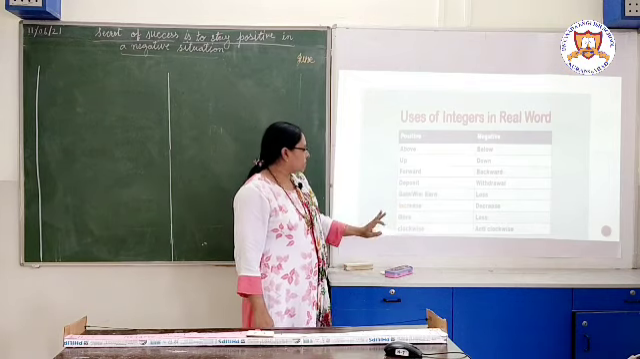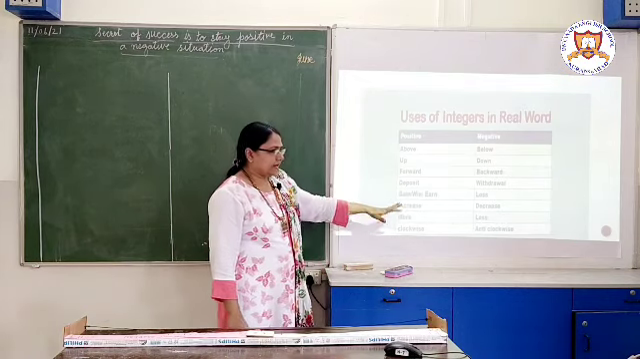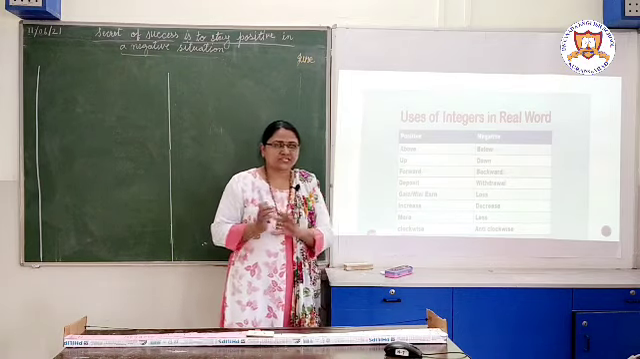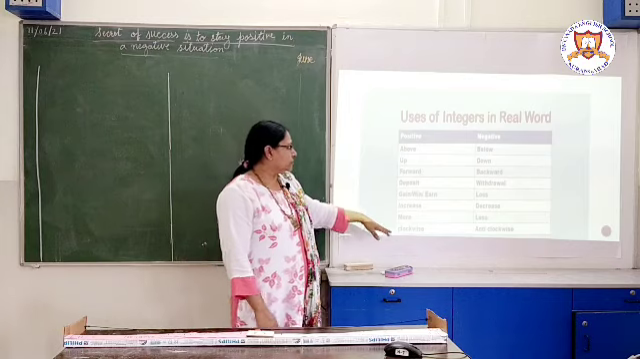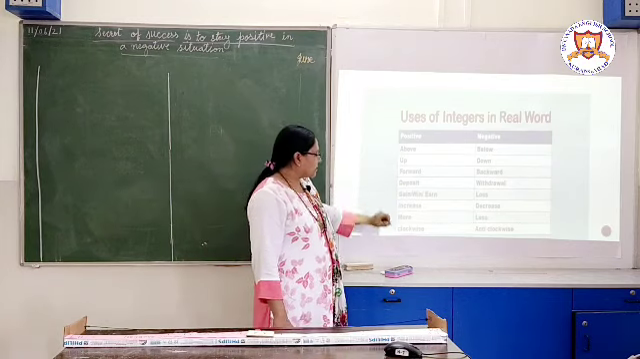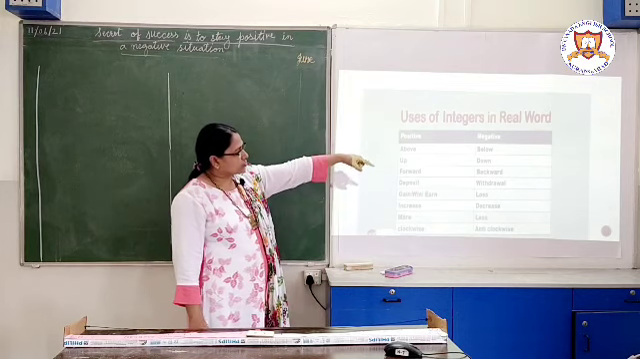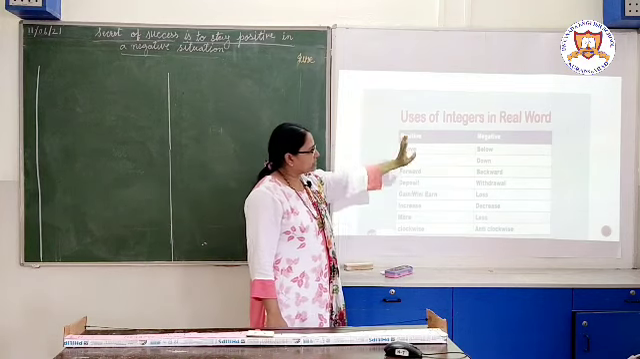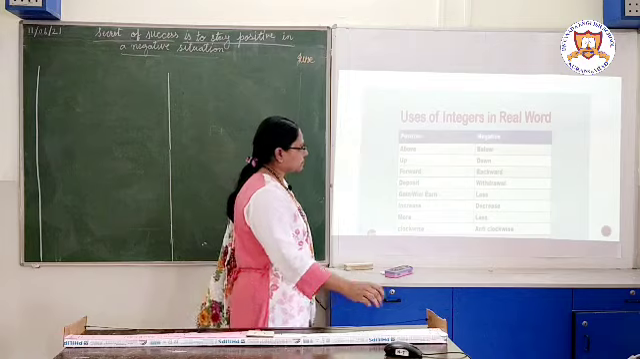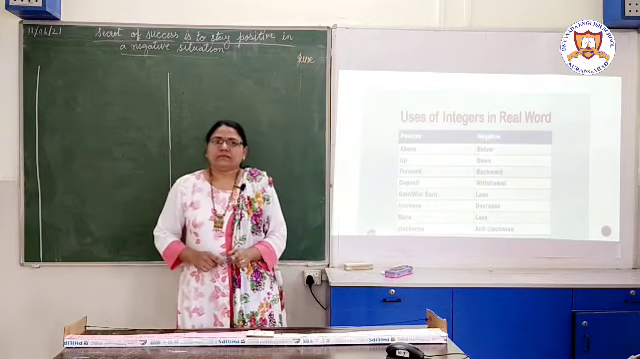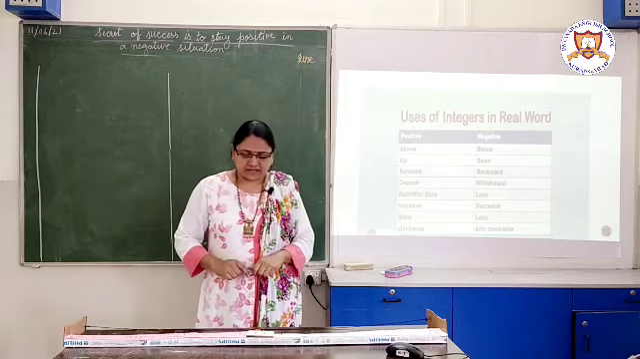Increase, decrease, then more and less. Then clockwise, anti-clockwise. If the direction is clockwise, then we show that direction with a positive number, and if the direction is anti-clockwise, then we show that direction with a negative sign. Like this way, we use integers in real life.